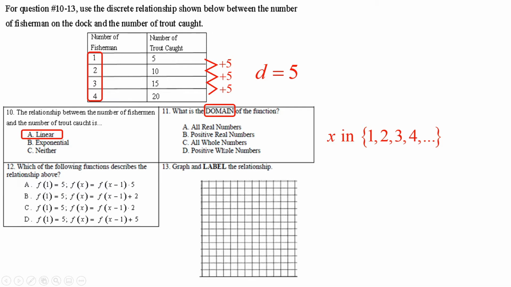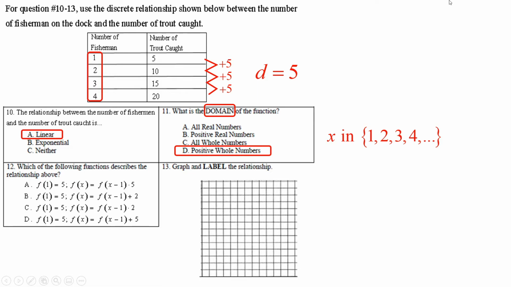You guys need to know that the set of whole numbers does not begin with a 1, it begins with a 0. So if the first input in my table was 0, like if I had the point 0, 0 on this table, it would be all whole numbers 0, 1, 2, 3, 4, and so on. But my first X is a 1, so this is going to be the positive whole numbers, D.